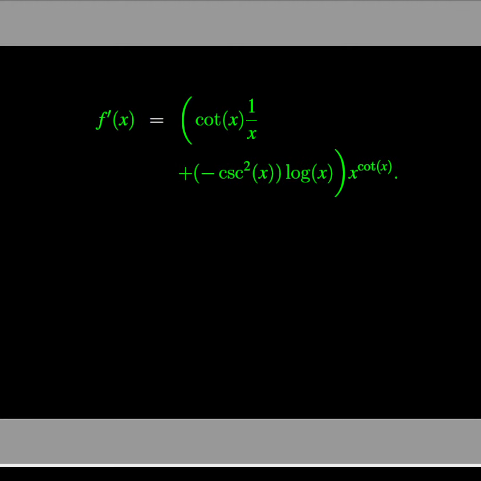This final expression can also be given as follows: f prime of x is equal to the quantity cotangent of x times the fraction 1 over x, plus negative cosecant square of x times logarithm of x, times x to the power cotangent of x.